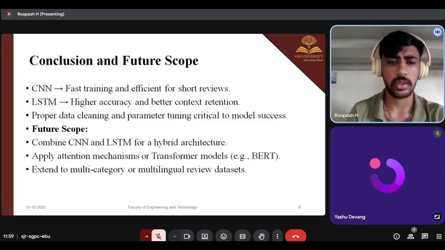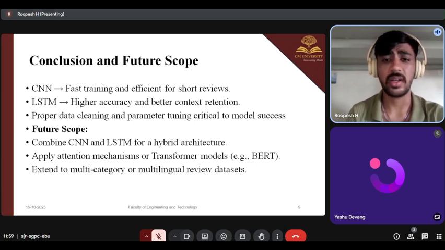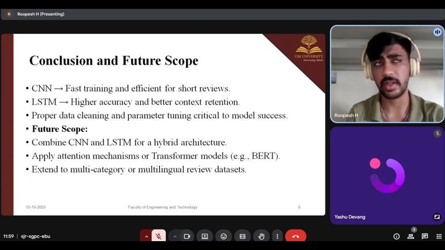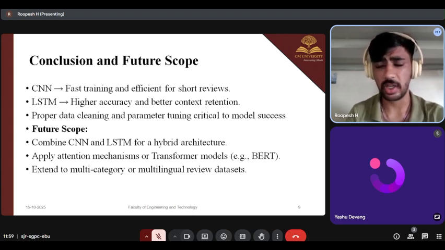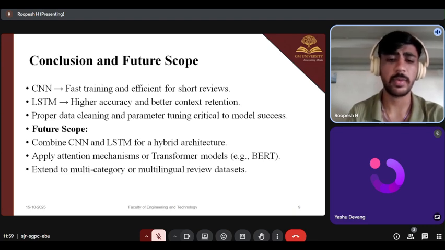So the conclusion part. To conclude, both CNN and LSTM models performed very well on the Amazon review dataset. The CNN was faster and effective for short answers, while the LSTM model provided better accuracy by understanding the sentence context. This shows that the choice of model depends on the type of data and the type of application.